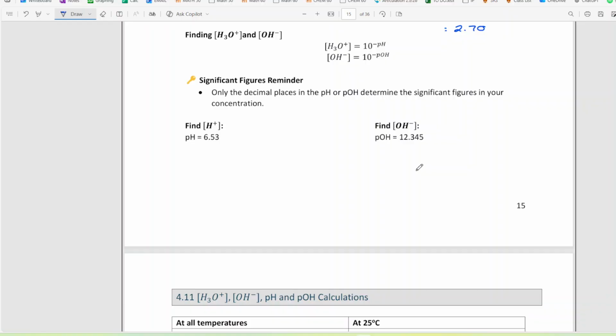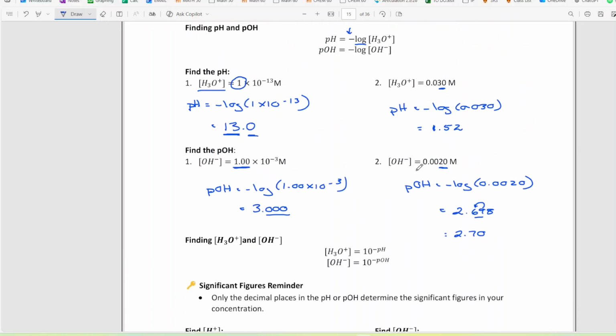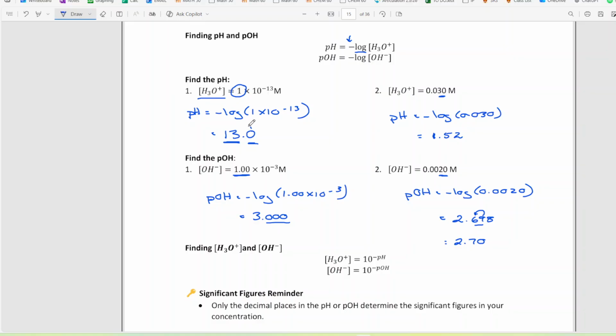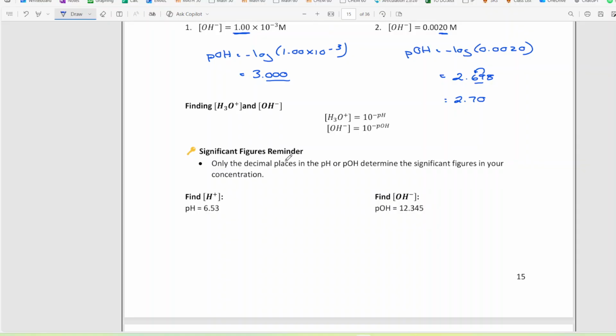Okay, so what if we have to go the other way? Well, the other way, what we're going to do is that this pH becomes the exponent on the 10. So it's going to be 10 to the negative 13, and that's the formula. So to find the hydronium ion concentration, you do 10 to the negative pH, and to do the hydroxide ion concentration, you do 10 to the negative pOH. Don't forget, only the decimal places in the pH or pOH determine the sig figs in your concentration. So we'll just do 2 simple examples here.